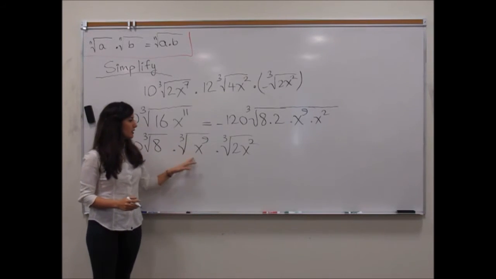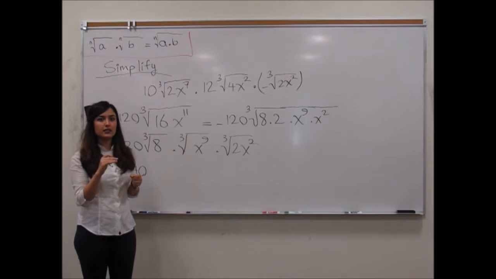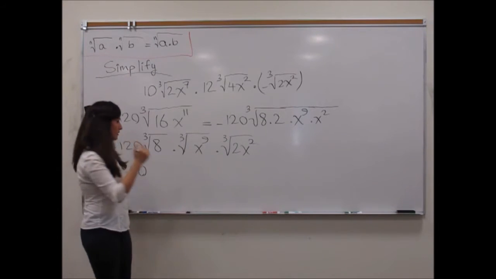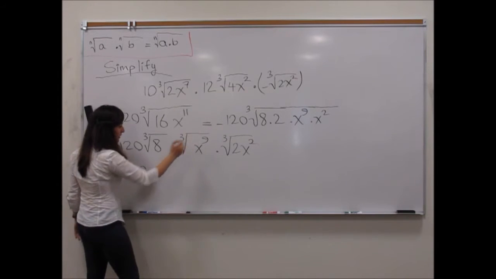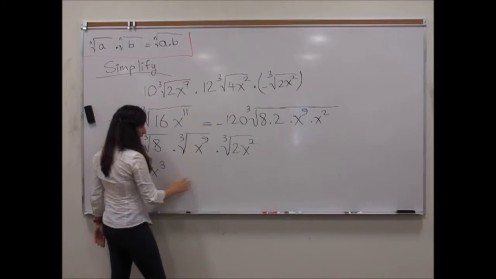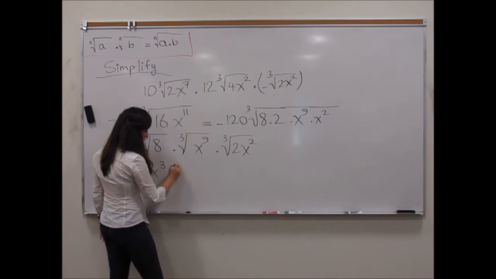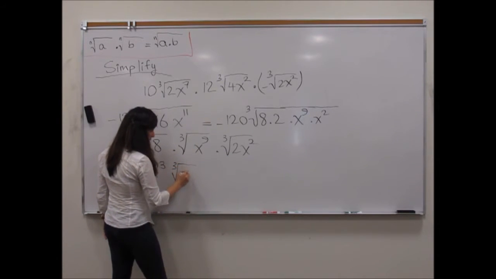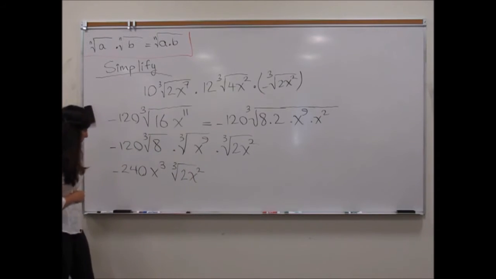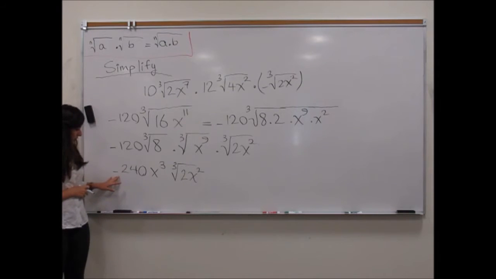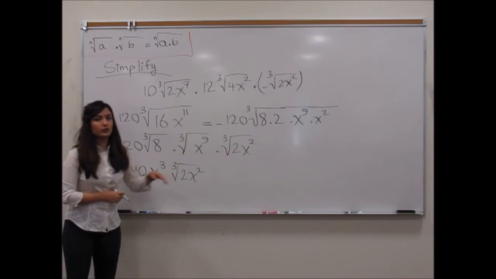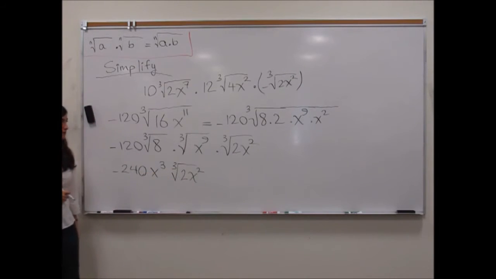This is a cube root, and that means that for every 3 x's, 1 leaves the radical. So for 9 x's, 3 leave the radical. So cube root of x to the 9 gives me x cubed. And I can't simplify this, so I just keep it as it is, cube root of 2x squared. So the final answer is negative 240 x cubed times cube root of 2x squared.